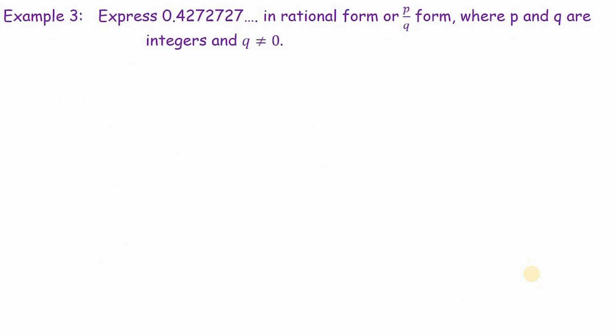Now, let's move on to the third example, that is to express 0.4272727... in rational form or P by Q form. So we'll write the solution first. Now in this question, it's different from the previous two examples. In the previous two examples, you'll see that after the decimal point, either one digit is repeating or the two digits are repeating. That means after the decimal point, every digit is repeating in the first two cases.